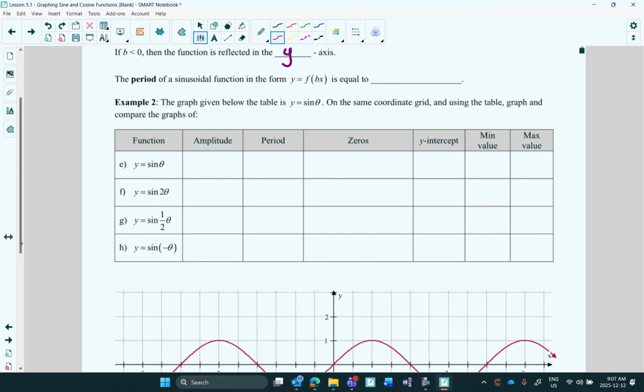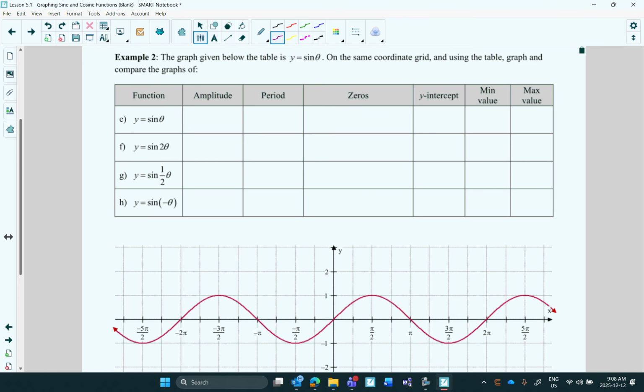Okay, so I'll be able to explain that 2 pi/b a little bit more. So here's sine theta, the original one we did right at the start. We talked about all this. The amplitude was 1. The length of time it took to repeat a cycle was 2 pi. The zeros were every pi k, where k is an integer. The y-intercept was 0, the minimum value was -1, and the maximum value was 1. We did all those problems.